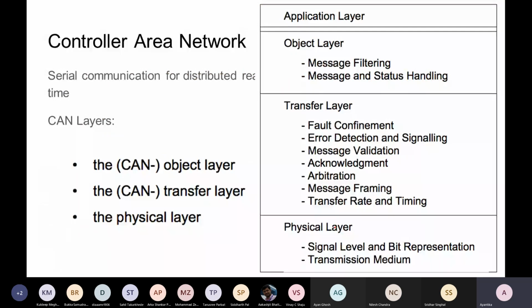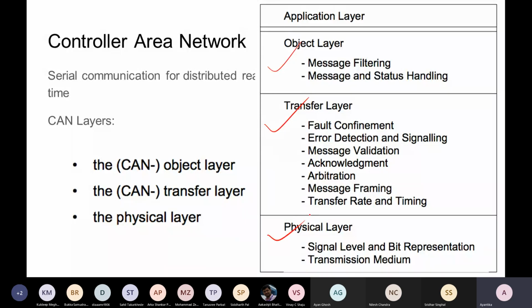Now you have the idea of that OSI model we already talked about. Here we are also dividing the functionality of CAN into three different layers. Mostly, that is the object layer, next the transfer layer, next the physical layer.